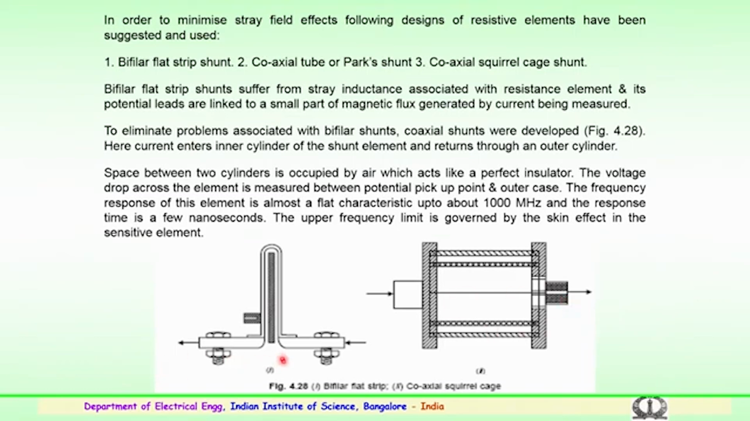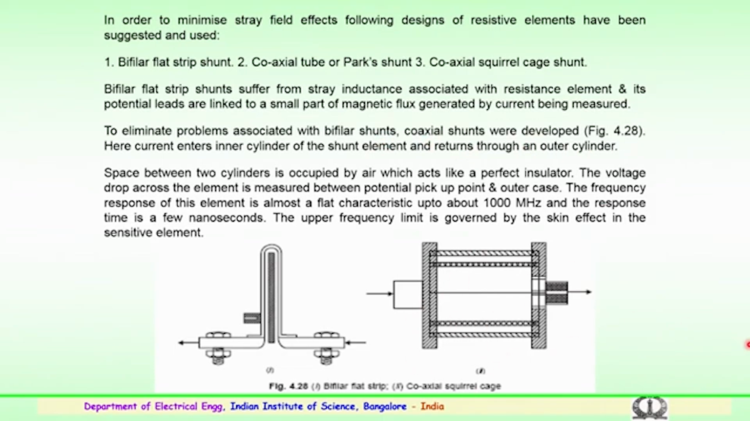So, these bifilar strips suffer from stray inductance effects which are associated with the resistance elements which are used, and the potential leads are linked to a small part of the magnetic flux which could be generated by the current being measured. So, to eliminate these problems of the magnetic flux and also the inductance effects with the bifilar shunts, coaxial shunts were developed as shown here.